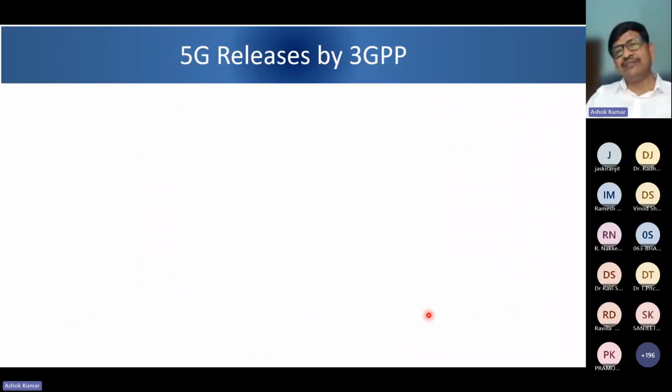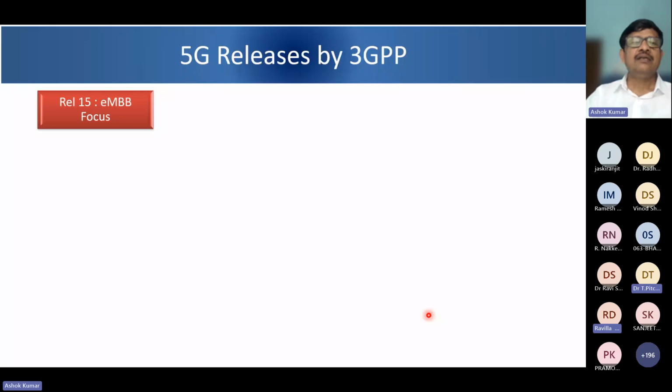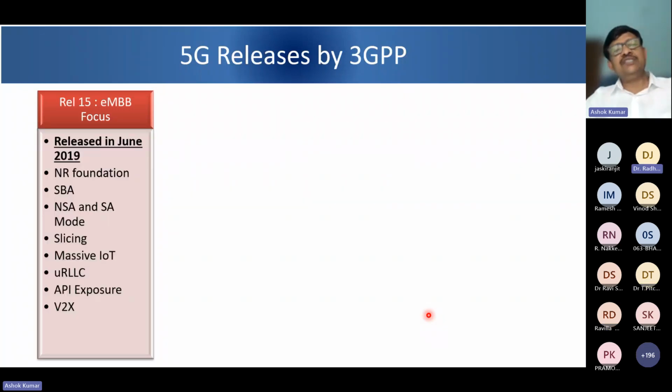Okay, now let's look at various releases of 3GPP, which, as we said, got approved by ITU as 5G. So which release was the 5G first release? Any idea? Any idea about which release was the 5G first release? Is it 15, sir? Yes, you are right. Release 15 was the first release, and it was focused on enhanced mobile broadband.